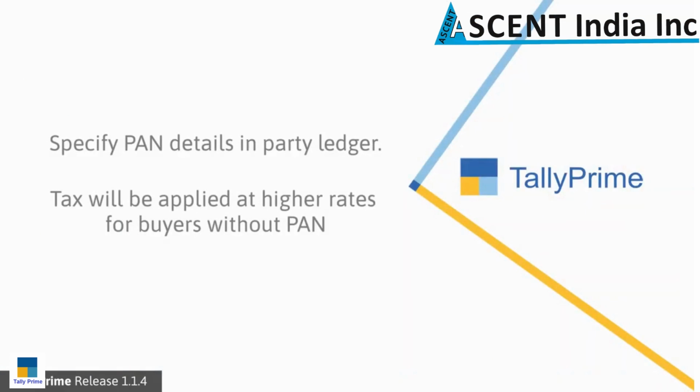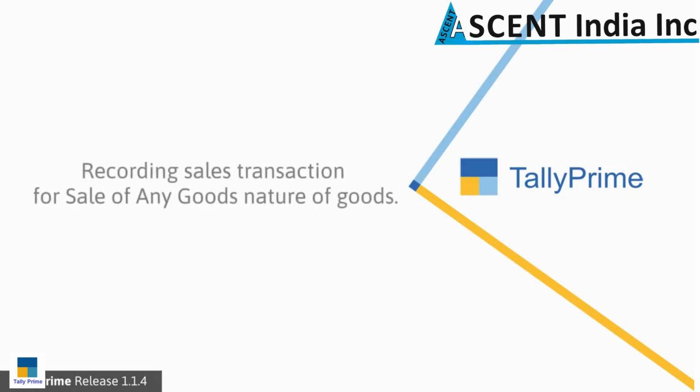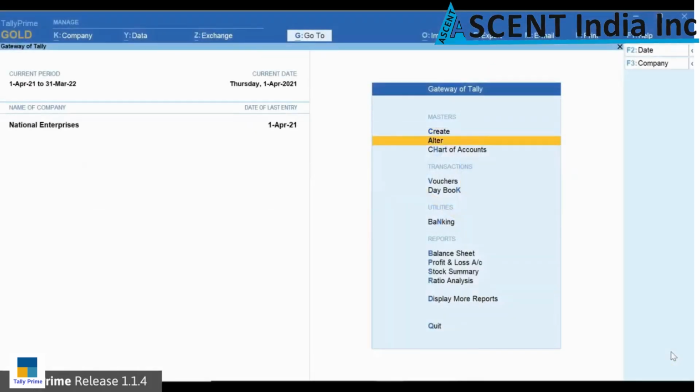Further, it is important to specify PAN details in Ledger Master of the TCS party. As you know, tax rates are different for the PAN and without PAN parties. Let us now record a TCS sales transaction for sale of any goods provision and see how the details configured in the nature of goods master help us in the transaction.